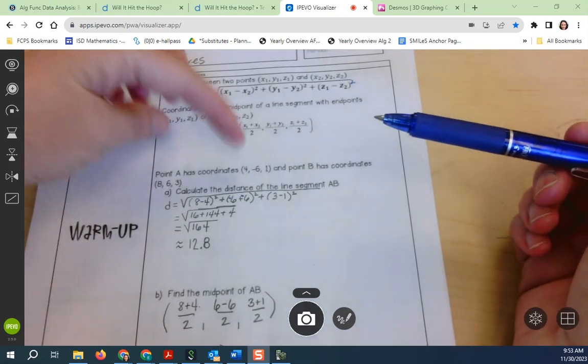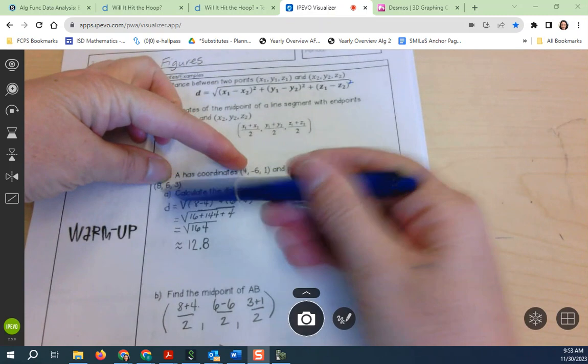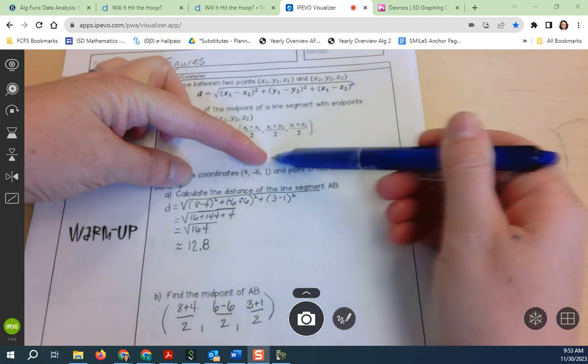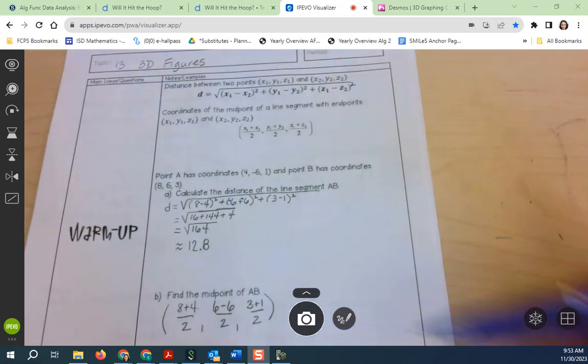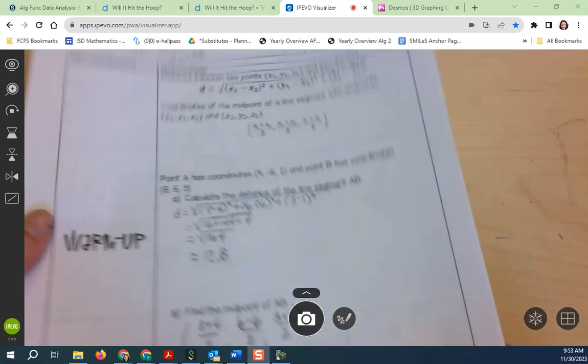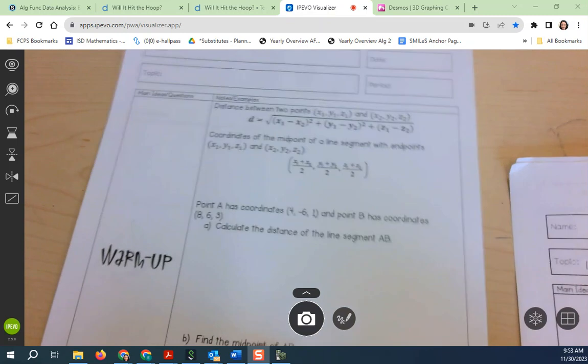I've lost my points. Here they are. Okay, so you average your 2 x's, and then you average your 2 y's, and then you average your 2 z's, and you get your points. Anybody have a question? Okay, so if we were graphing in 3D space, that is what we would be doing. Let's turn the page though.